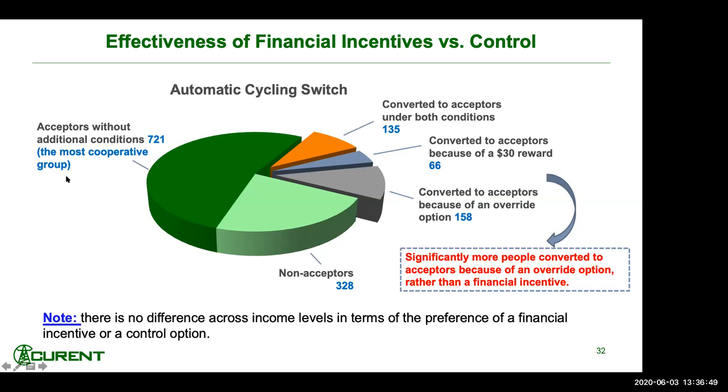All right, so most people say they will accept without any conditions. However, we found a significant number of people will accept overrides. Meaning that they think this override option is very important to them. So they will convert. They will say, I don't want to accept, but then when we offer override options, they tend to accept. So this is also a psychological issue here. People want to control. A lot of people don't care about $30, but they want to control their appliances. They want to be in control, especially of their appliances.